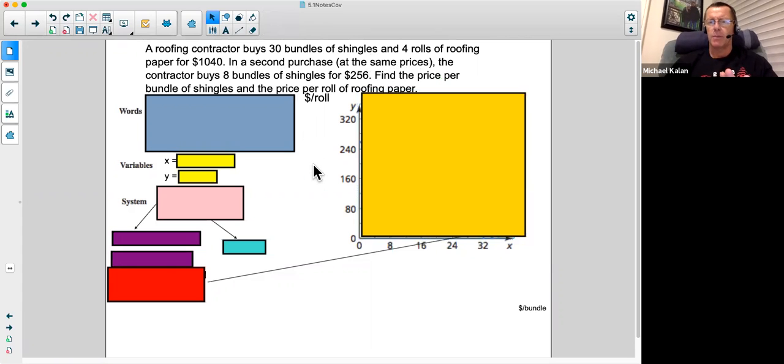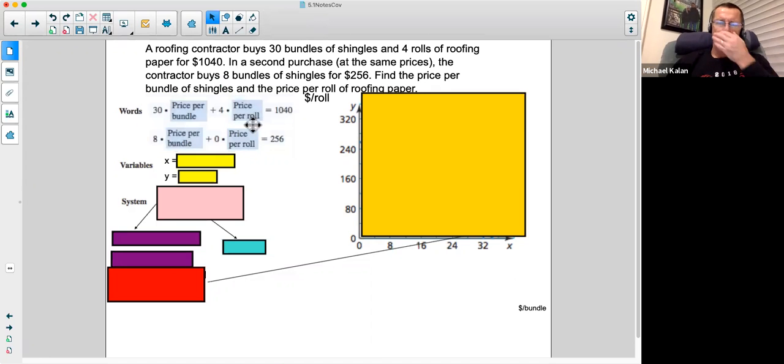Did he buy in the second purchase? Did he buy roofing paper? No, that's okay. It's okay. We need to find the price per bundle of shingles and the price per roll of roofing paper. Okay. And I love how they break this down. So let's take a look. Let's kind of write these 2 equations that make up our system in words first.